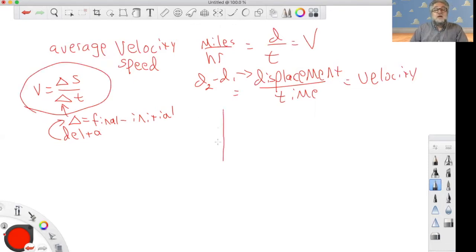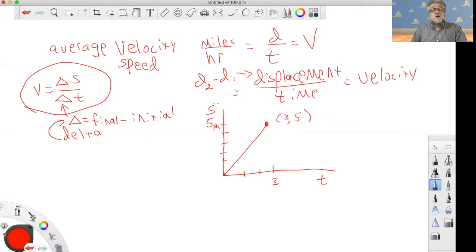And I could plot, let's say, your displacement versus time. Let's say you start here and you walk over to here and you travel after 1, 2, 3 seconds, you go 1, 2, 3, 4, 5 meters. So you're at this position, 3, 5 on our displacement versus time graph. And they ask, how fast did you go? So your speed, your velocity, would be the change in displacement over change in time.